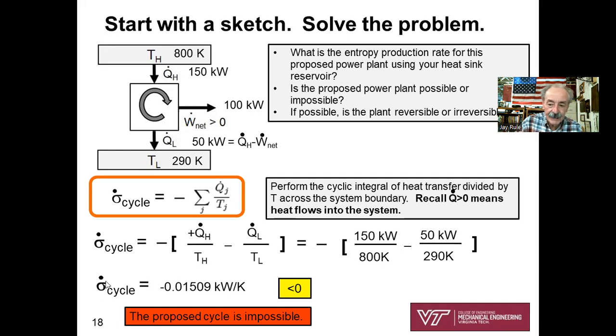And you get sigma dot for the cycle is negative 0.01509 kilowatts per degree K. Uh-oh, that's a yellow flag. And you immediately say, not only is that a yellow flag, it's a red flag. And your conclusion is this proposed process cycle is impossible. And that's just it. You'd be very foolish to purchase this proposed power plant from this inventor engineer.